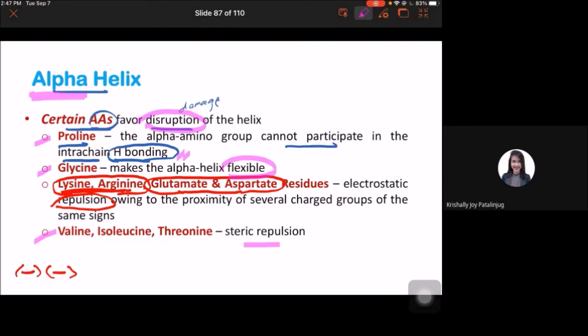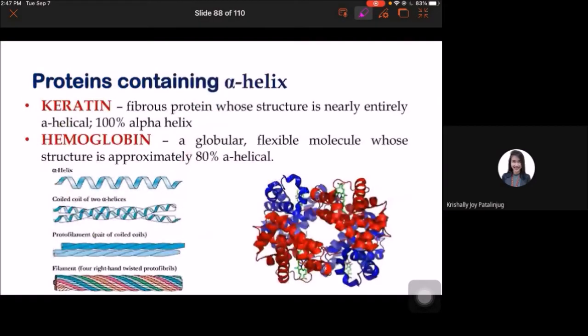Now, saan usually nakikita yung mga alpha helix? Usually nakikita sila sa mga biological or complex protein like keratin and hemoglobin. In fact, sa keratin, almost 100% po ng keratin ay alpha helix. And for hemoglobin naman, 80% is made up of a secondary protein structure, particularly alpha helix. Although, some portion of it, hindi 100%. Some portion of it are not alpha helix.